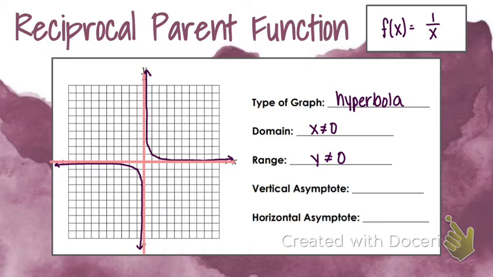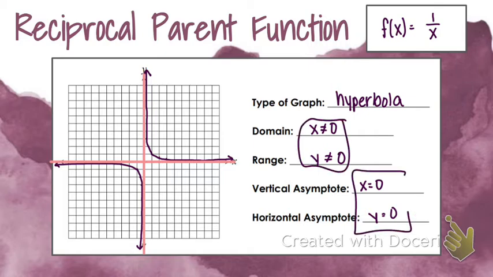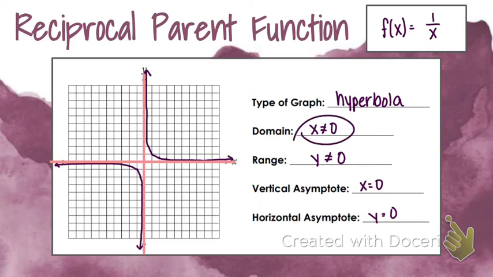And a vertical asymptote is a vertical line that the graph will never touch. So in our case, that is x equals 0. And the horizontal asymptote is the horizontal line that it will never ever touch, which is y equals 0. And if you notice, these are exact opposites of each other. So since the domain cannot be x equals 0, the asymptote has to be x equals 0. And the same for the range and the horizontal asymptote.